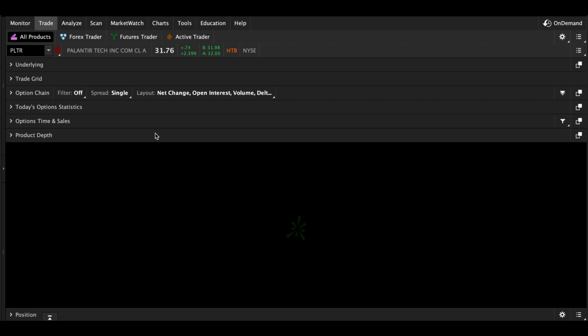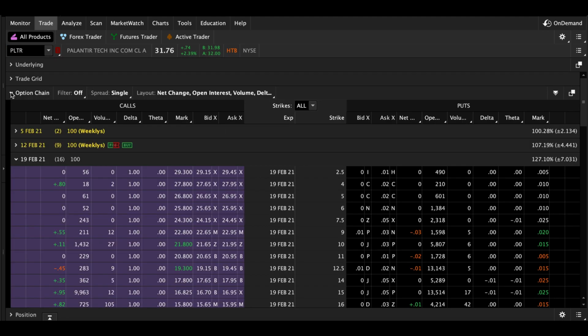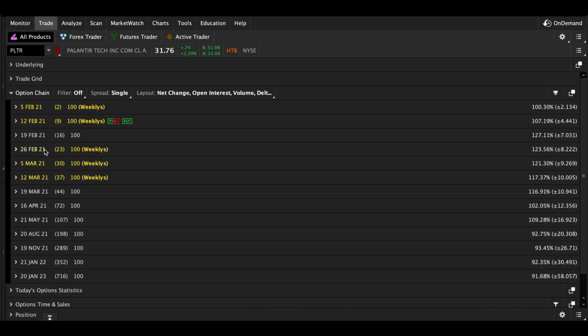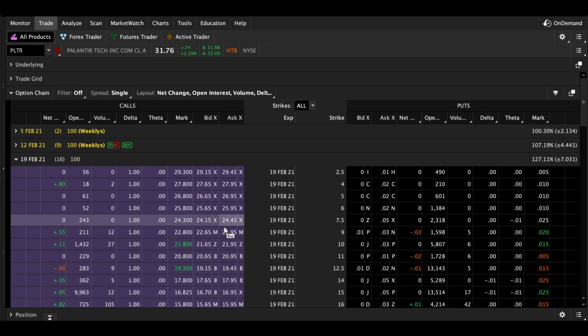So I'm going to go ahead and show you how to create a single leg option order on Thinkorswim. So once you've logged into your software, go ahead and hover over to trade, then all products, and then type in the ticker that you're trying to trade. So I'm just going to go ahead and do it for Palantir. And then you're going to want to open up the options chain and then select the expiration that you want to choose. I'll go ahead and select 19 Feb.